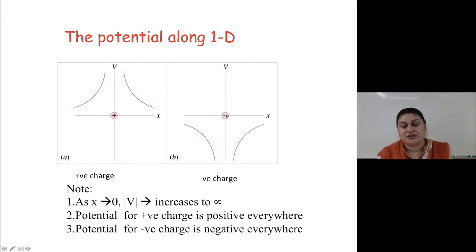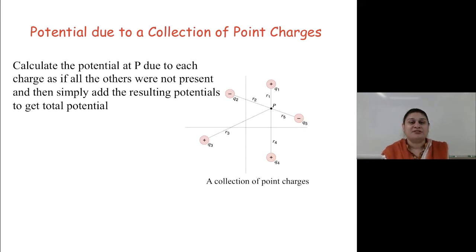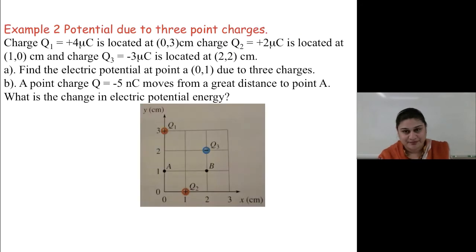So potential for a positive charge is positive everywhere. Similarly, for a negative charge the same thing happens, except the potential is negative, but it follows the same pattern as for the positive charge. Now, what about potential due to a collection of point charges? In this case, you calculate the potential at a point P due to each charge as if the others were not present at all, and then simply add the resulting potentials to get the total potential at point P due to any number of charges. So now let's do an example.